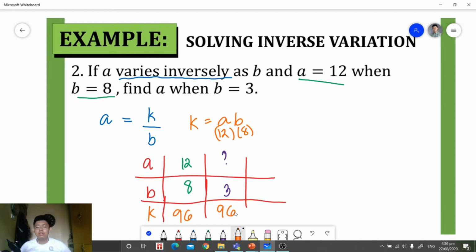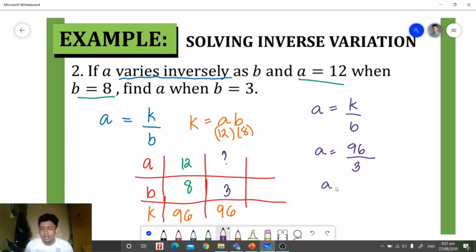Now, let's proceed to solving our value of a when b is 3. So, we will use the same equation, a is equal to k over b, and then substitute our given. So, we have a is equal to our constant variation, which is 96, over our value for b, which is 3. 96 divided by 3, we will get a is equal to 32. And that will be the value of a when b is equal to 3.